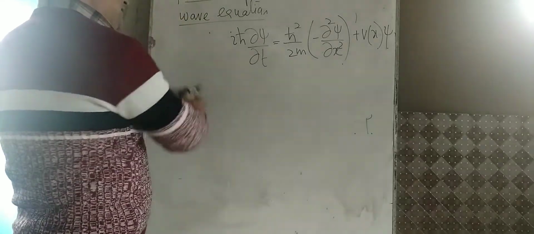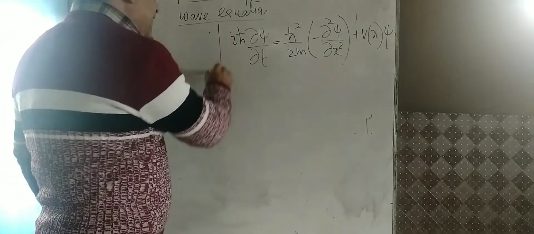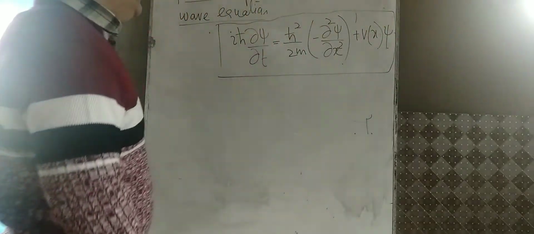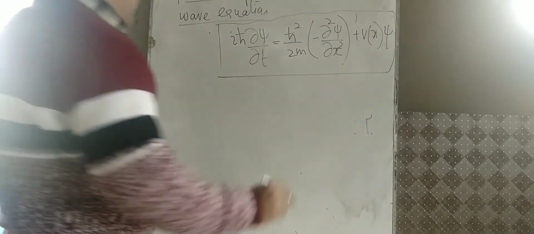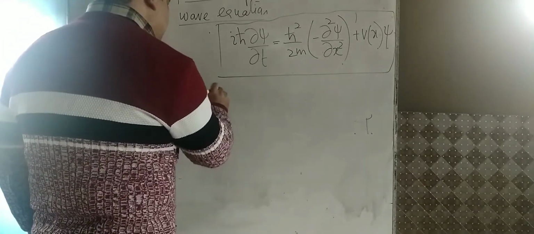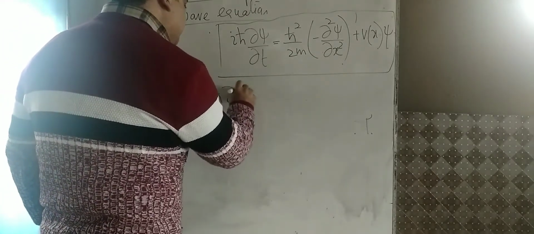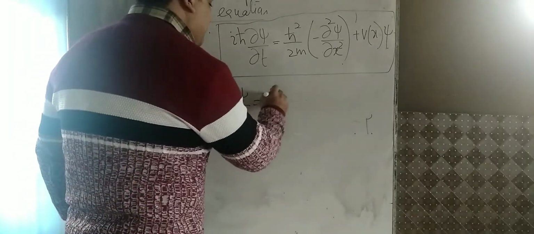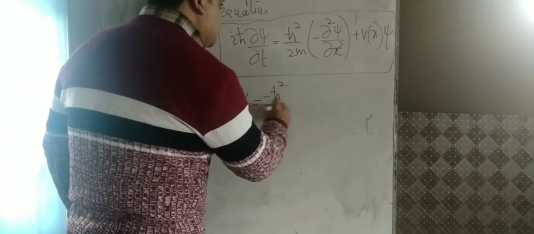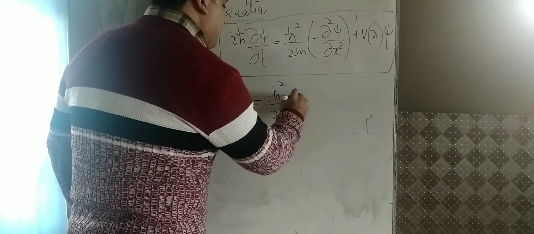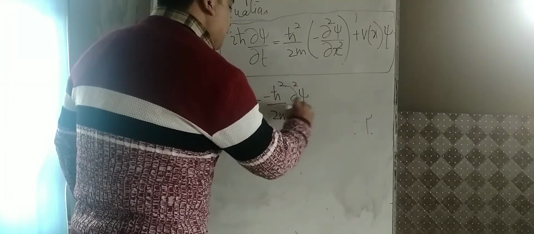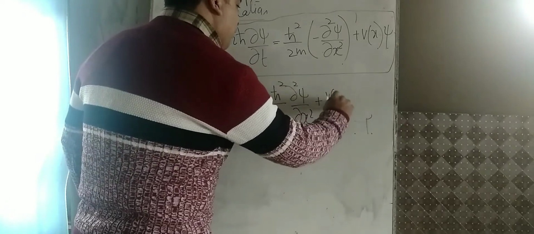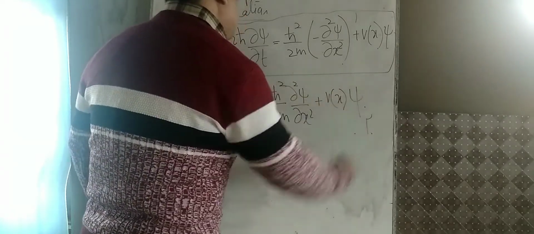So I can say that the equation that we have achieved here is Schrodinger's time-dependent wave equation. So this is i h bar del psi upon del t is equal to minus h bar square by 2m del 2 psi upon del x2 plus V of x psi.